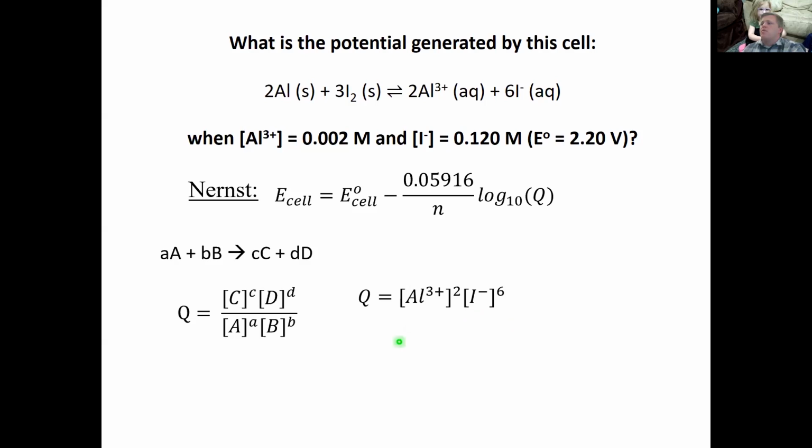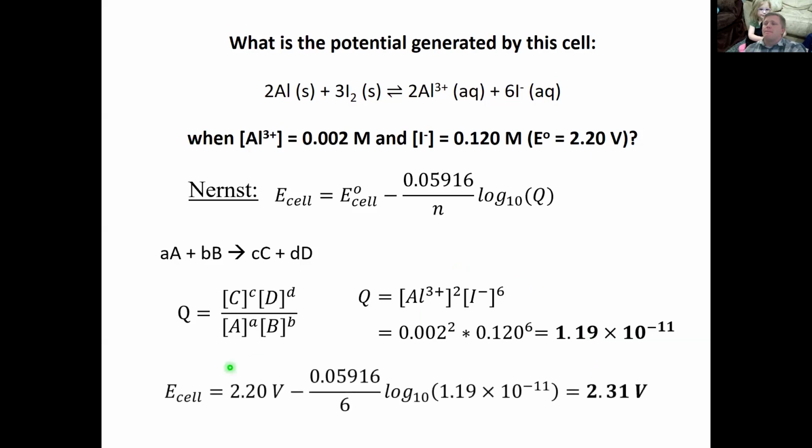Why do we not have our reactants in our Q value? Well, let's look at our reactants here. We have aluminum and I2. Those are both solids. Since they're solids, they don't get included in the Q. Okay, so then we plug in our concentrations for aluminum and iodine that are just given in our question here. We get a Q value that looks like that. It's really small. Now we can take all this information, plug it into our equation here to find the potential.